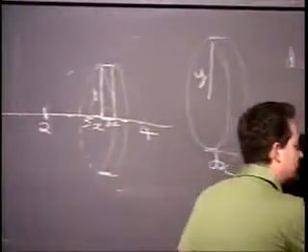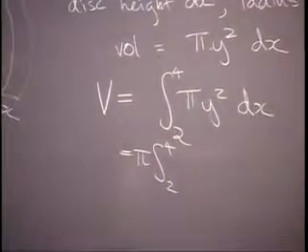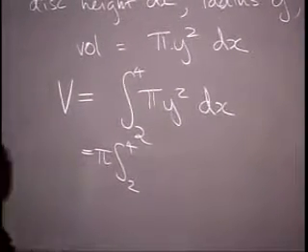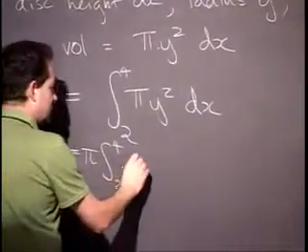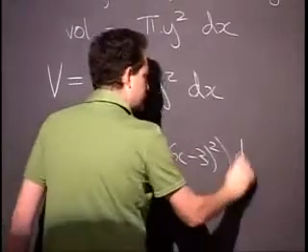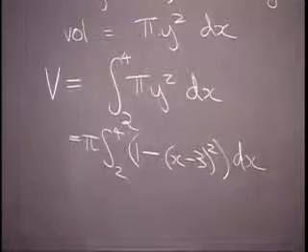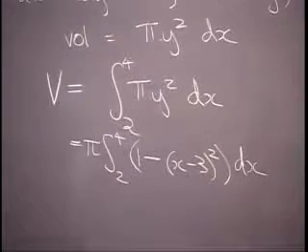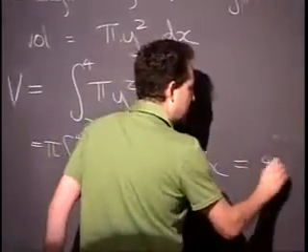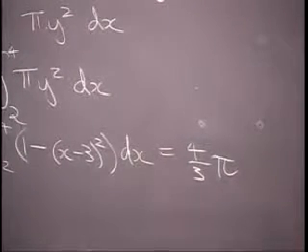And just for definiteness, as it were, it is already a definite integral, I'll pull the pi outside. I'm going to replace y by what it is. Well, y is the square root of 1 minus x minus 3 all squared, so it's just 1 minus x minus 3 all squared dx. And that's a relatively straightforward integral. You can just expand it or you can substitute, and you hopefully get 4/3 pi, which agrees with the formula for the volume of a sphere of radius 1.